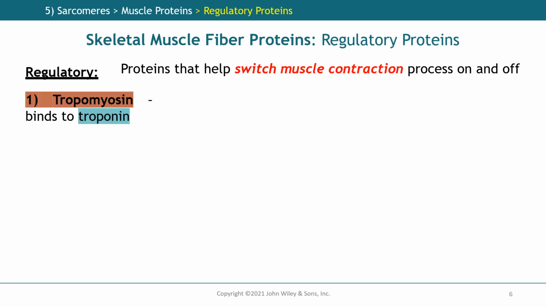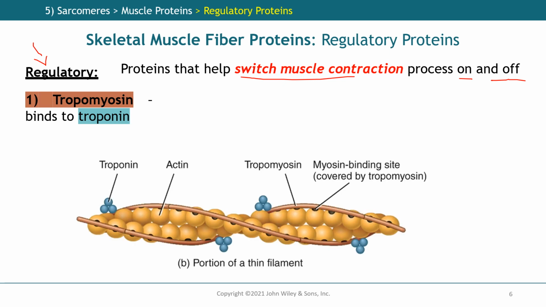Now we're going to go into the second group of proteins, the regulatory proteins, that are in charge of helping the muscle to switch on and off, so from a relaxed to a contracted process. And here you can see a schematic again with the two key proteins, one is troponin and the other one is tropomyosin, and both are regulating actin.